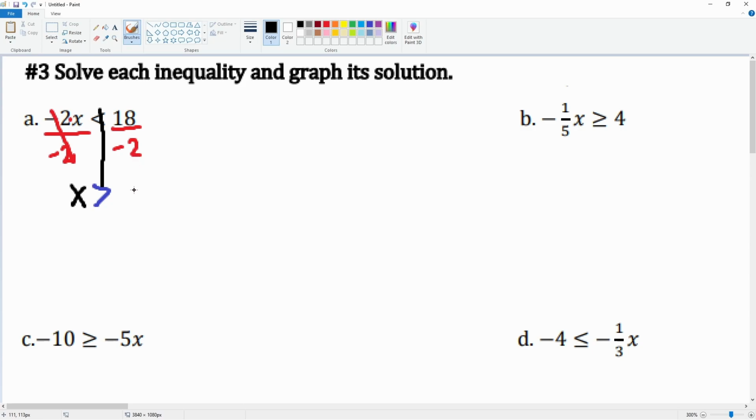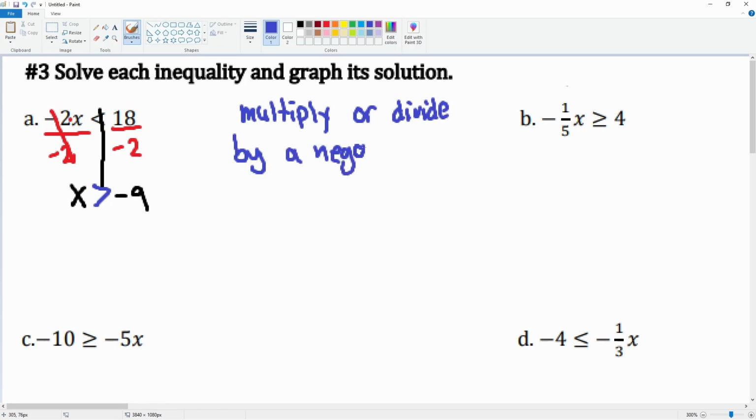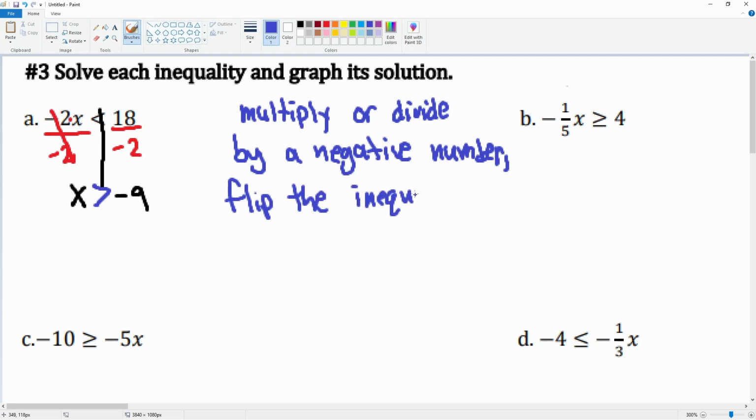18 divided by -2 is -9. Remember, you have to flip the inequality because we divide it by a negative number. Each time you multiply or divide by a negative number, you have to flip the inequality. That is the rule that you need to understand.